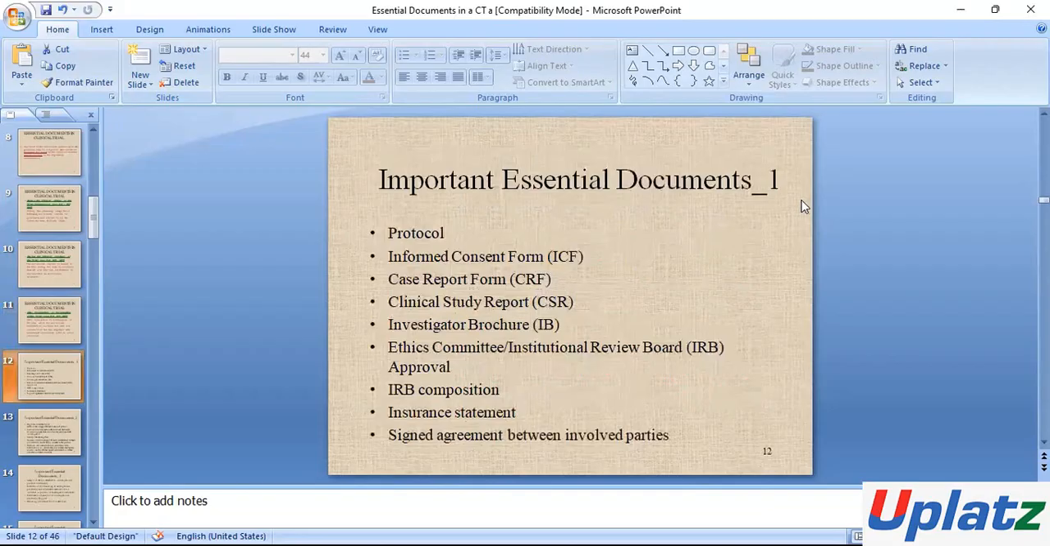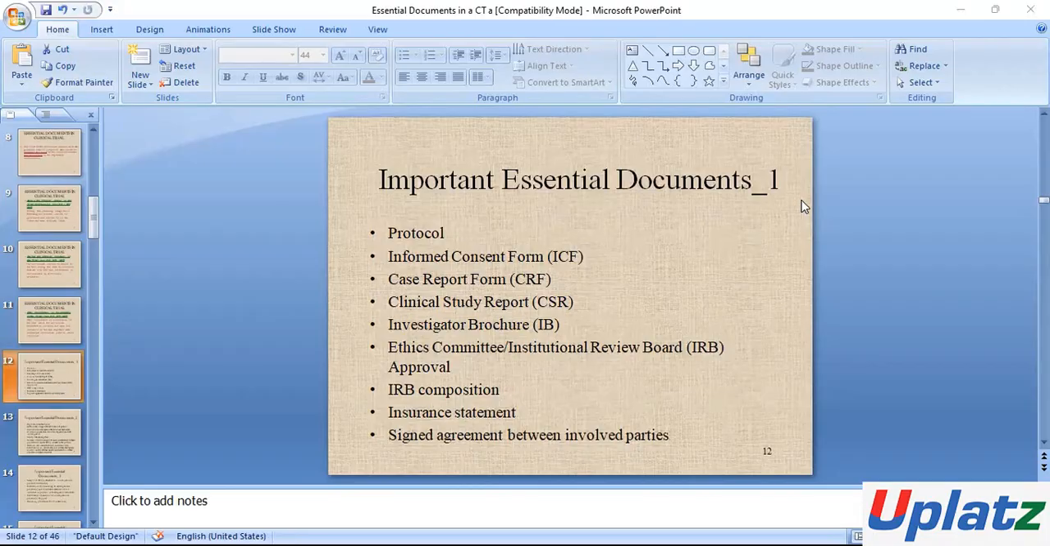So essential documents. First is the protocol, very much important. The protocol is a critical document that outlines the objective, methodology, statistical consideration, and organization of the clinical trial. The protocol serves as a blueprint for the study and provides a framework for the conduct of the trial. Okay. So next is the informed consent form.